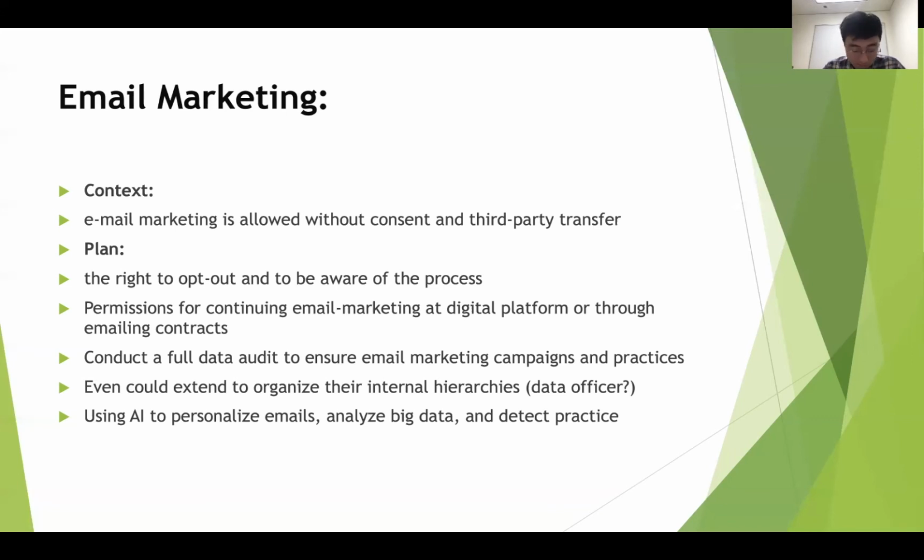It also requires firms to provide customers the right to opt out anytime and provide details on how the data will be processed. On the other hand, a supervisory authority can conduct a data audit to ensure email marketing campaigns and practices, and can even extend to how firms organize their internal hierarchy. In this aspect, a data audit can use AI to personalize emails, analyze big data, and detect wrong practice of email marketing.